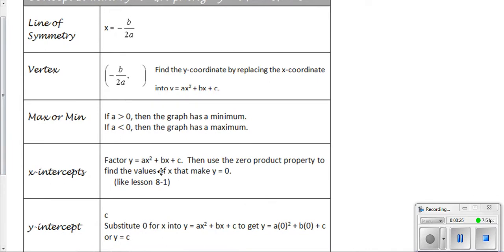To find your x-intercepts when you have a quadratic function in standard form, what you're going to do is go ahead and factor this trinomial down into two binomials. Like plus plus is plus plus, plus minus, minus plus is minus minus, and so on and so forth, where you take that trinomial and factor it down to two binomials. And then you'll use the zero product property to come up with two x-intercepts. The y-intercept is simply found by putting 0 in for x and solving for y.